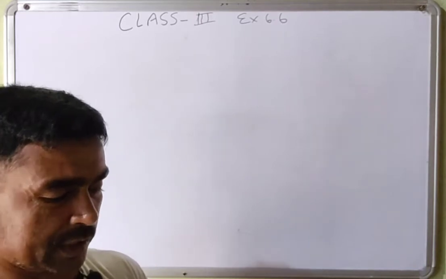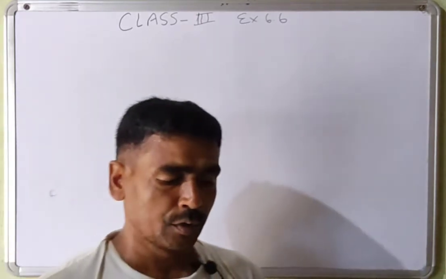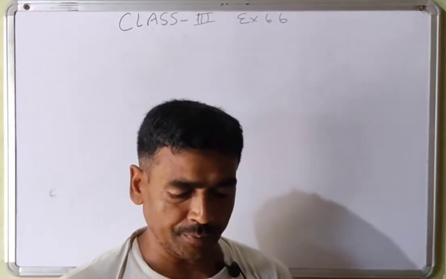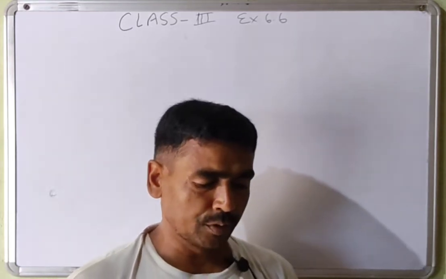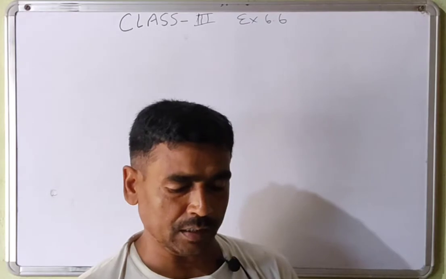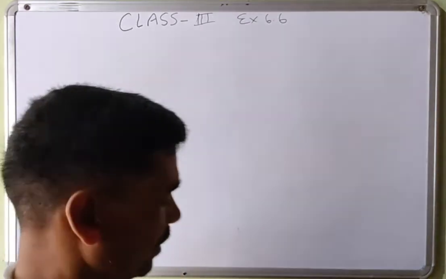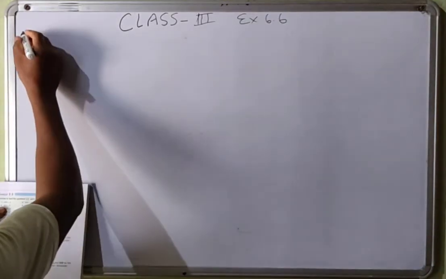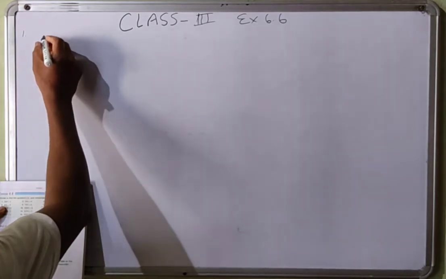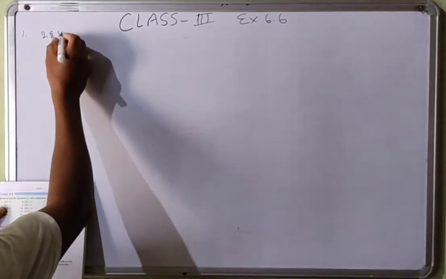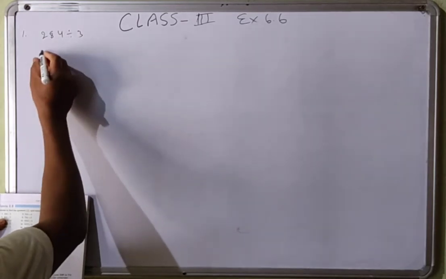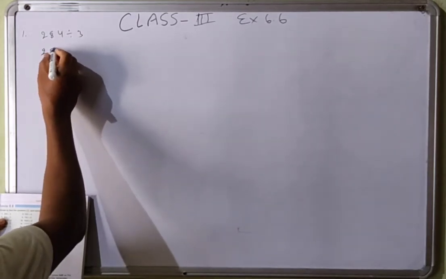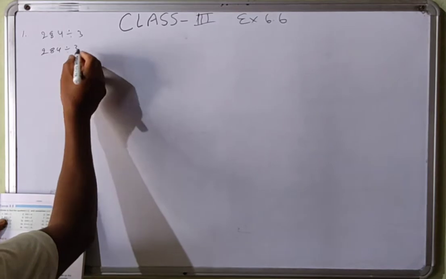Exercise 6.6. Divide to find the quotient Q and remainder R. Q is a short form of quotient and R is a short form of remainder. So the first question is 284 divided by 3. Similarly, this one also we will do: 284 divided by 3.